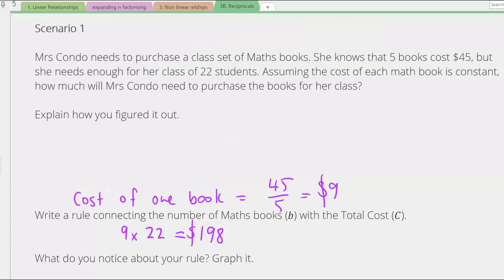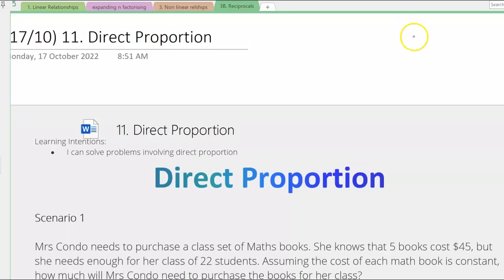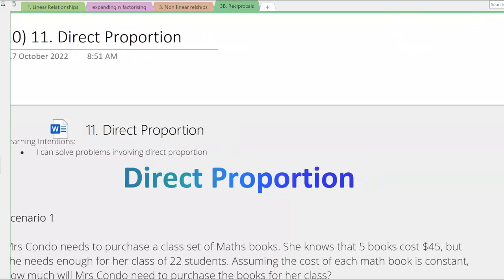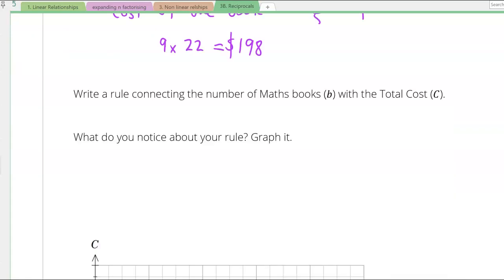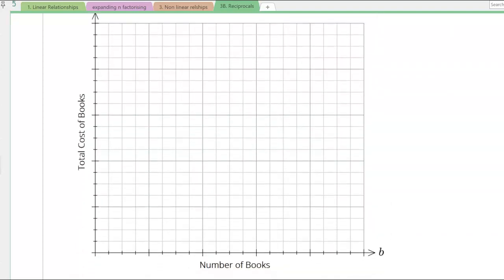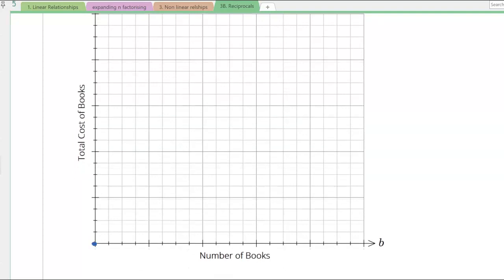All right, can we find a rule connecting the number of books with the cost? What's the rule? Cost is C equals 9B. Are we happy with that? All right, 0 books, $0. And then what are we doing essentially? Drawing a straight line. That's what we should be noticing.